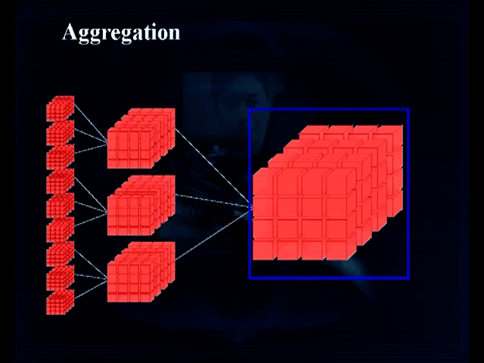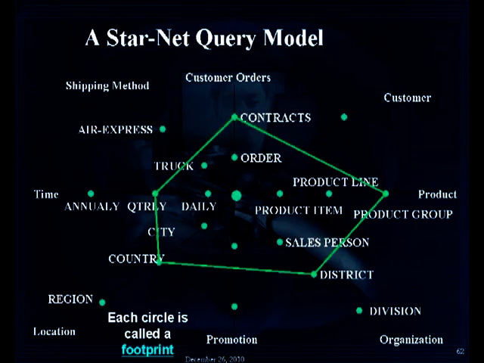StarNet query model. The slide shows what is the meaning of StarNet here. This is basically used to query multidimensional databases. A StarNet model consists of radial lines emanating from a central point. So here the radial lines, for example, over the time dimension are daily, quarterly, annually, where each line represents a concept hierarchy for a dimension here.